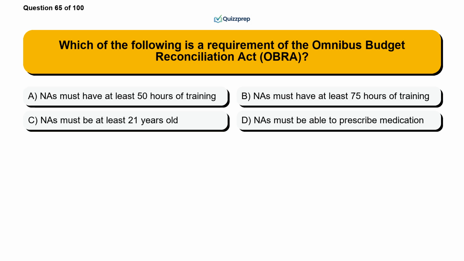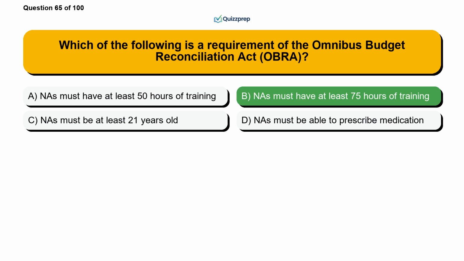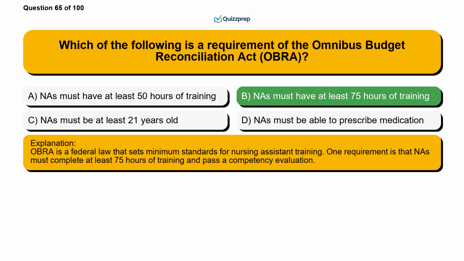Question 65. Which of the following is a requirement of the Omnibus Budget Reconciliation Act, OBRA? Option A, NAs must have at least 50 hours of training. Option B, NAs must have at least 75 hours of training. Option C, NAs must be at least 21 years old. Option D, NAs must be able to prescribe medication. The correct answer is option B, NAs must have at least 75 hours of training. OBRA is a federal law that sets minimum standards for nursing assistant training. One requirement is that NAs must complete at least 75 hours of training and pass a competency evaluation.